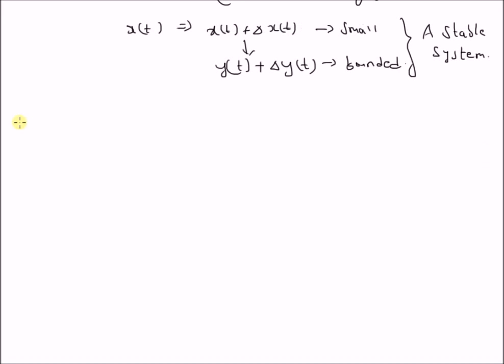That is, small changes in the value of the input only produce finite changes in the value of the output. Let us look at an intuitive example explaining the concept of a stable system.